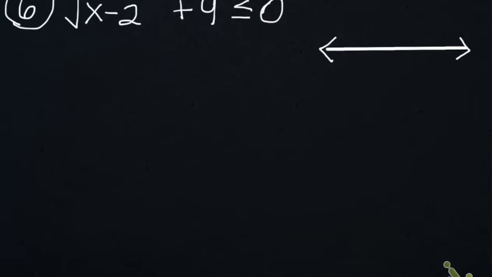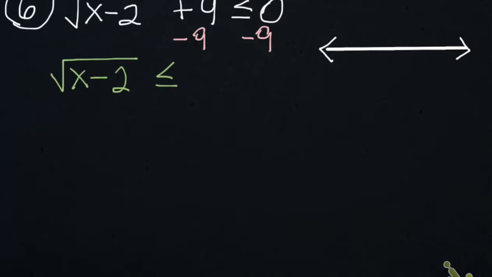Number 6, is the radical alone? No. So I have to subtract the 9 to move it to the other side. When I subtract the 9, the radical is now by itself. Square root x minus 2 less than or equal to negative 9. Remember, the inequality symbol doesn't change when you add or subtract. To cancel the square root, I'm going to square both sides.